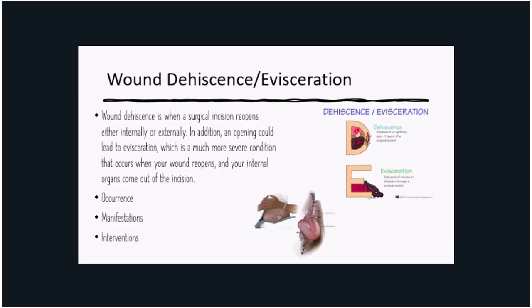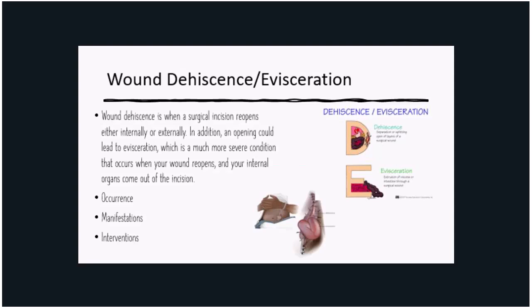And so when the wound edges are no longer approximated, they're no longer touching, the internal organs may actually protrude out of the incision. So this occurrence can happen 14 to 15 days postoperatively, and so the manifestation is an open wound revealing underlying tissue, that is dehiscence, and if you see organs, that is evisceration. So how can we as a nurse prevent our patient from having wound dehiscence or evisceration?